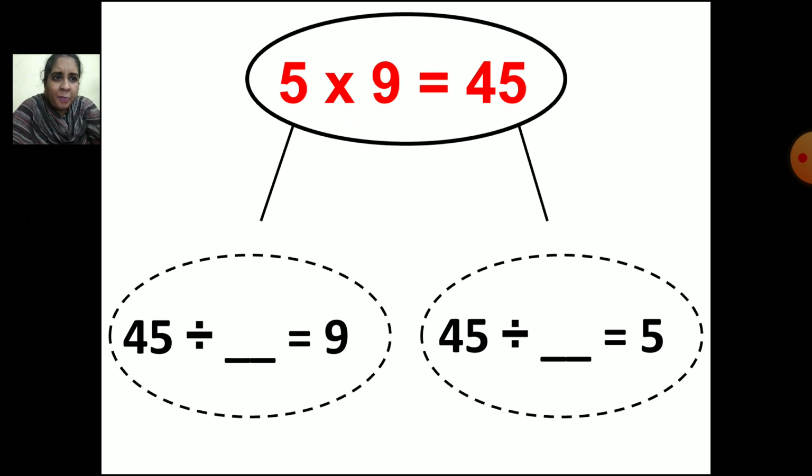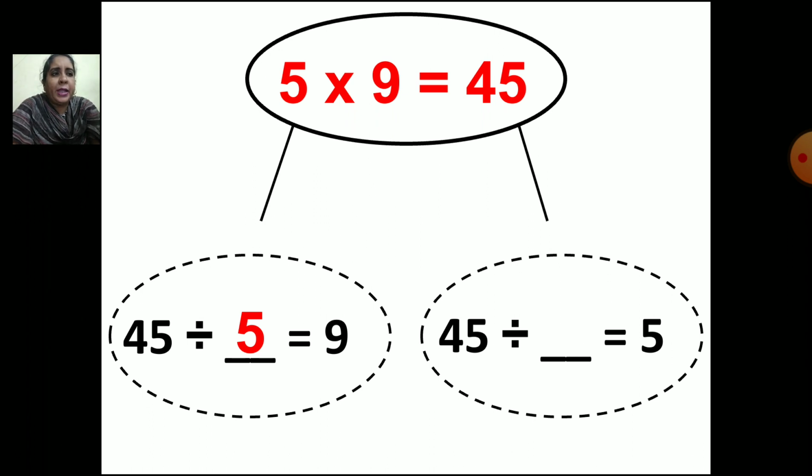9 ones are 9. 9 twos are 18. 9 threes are 27. 9 fours are 36. And 9 fives are 45. So what will come in the dash? Yes, 5. It means 45 divided by 5. What will be the answer? 9. Okay. Now let us see the next division.